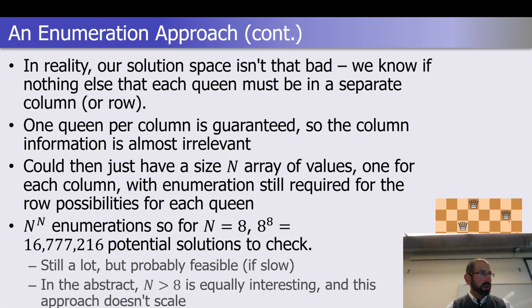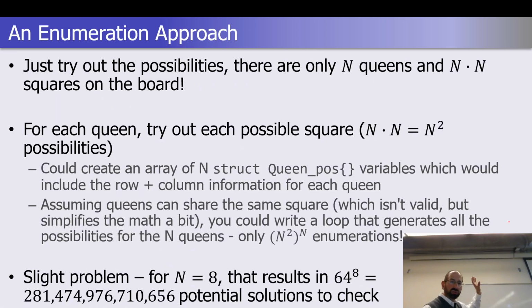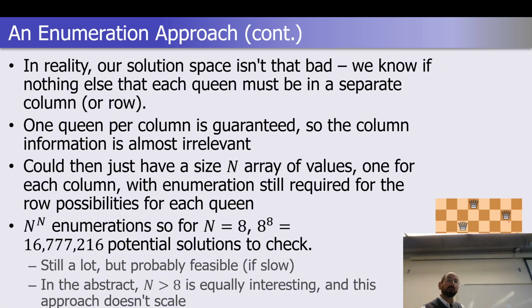In reality, though, that's overstating it somewhat. I talk about how you could design a structure that stores both the row and column information for each queen, and I still think, naturally as a programmer, that makes some sense. But we can generally assume, just as we were trying to manually figure out for the n equals 4 case, that there's just going to be 1 queen per column.